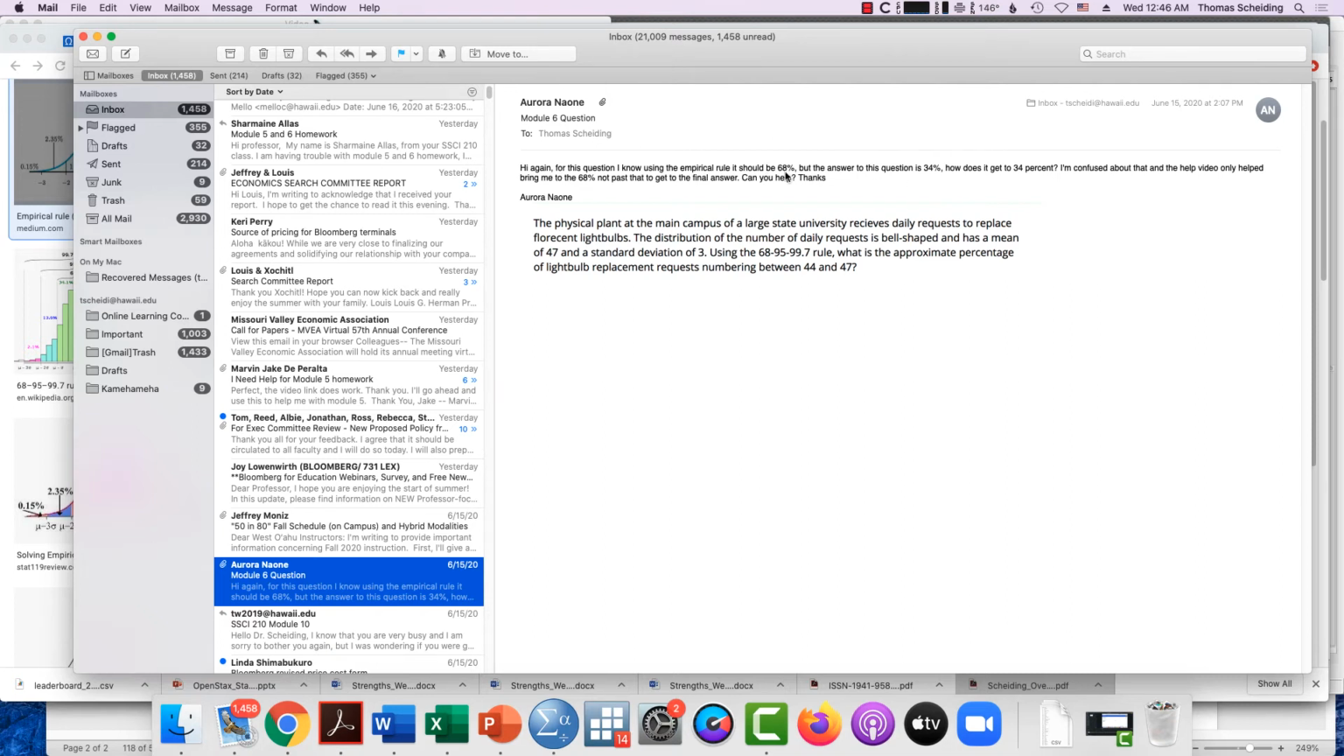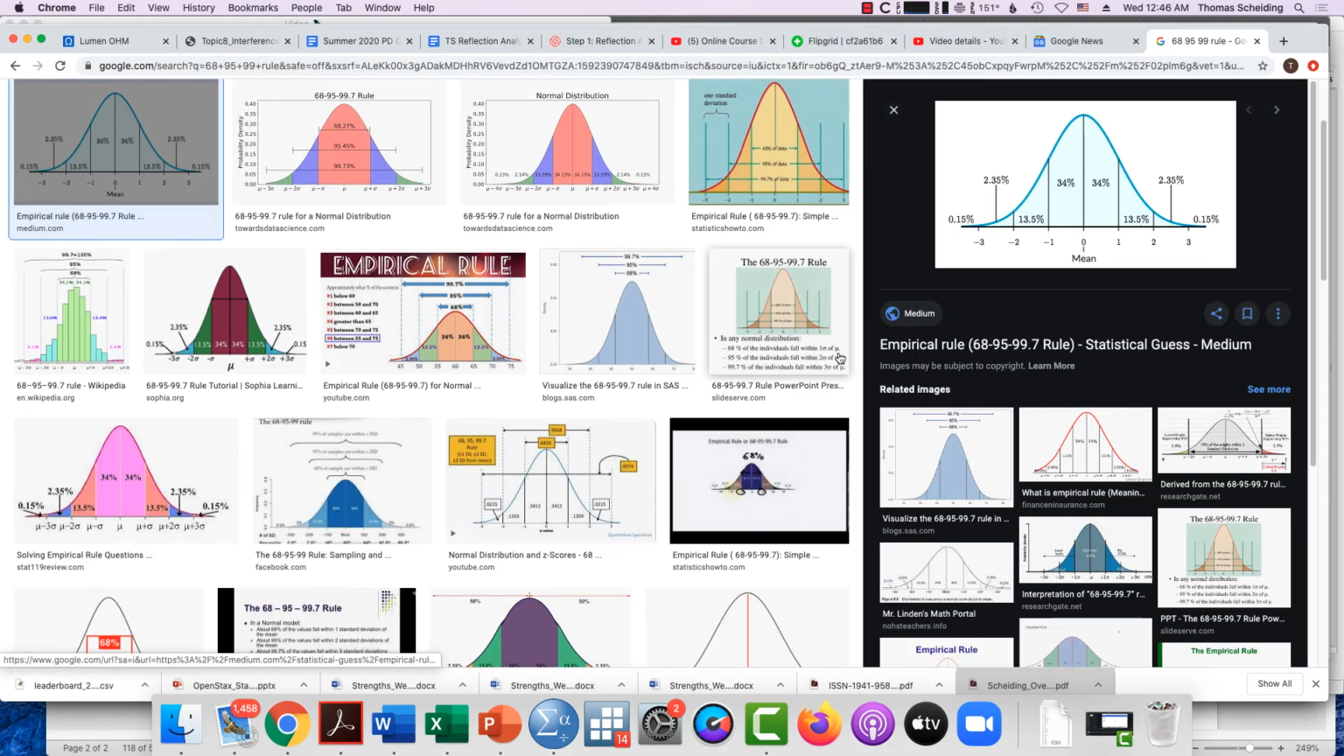But the reason why this is called the 68, 95, 99.7 rule is that 68% are plus or minus one standard deviation away. But we're only looking at minus, meaning we're only looking at half. And the reason why this chart can help you understand it would be here's where 47 is, here's where 44 is, which is 34% of the values.